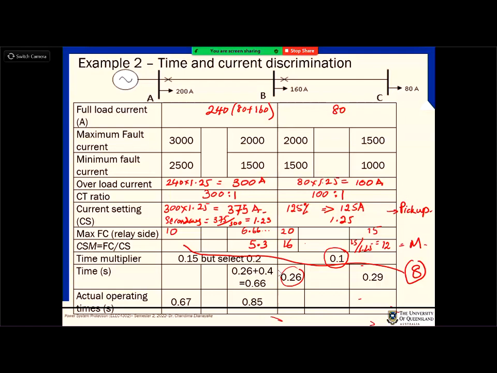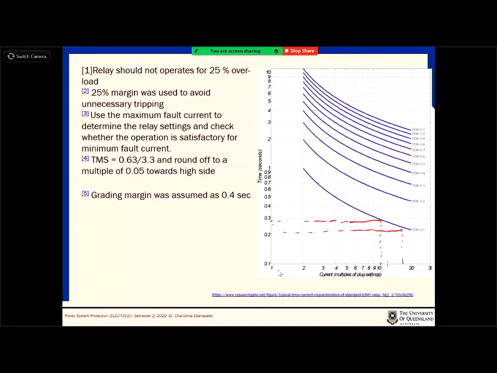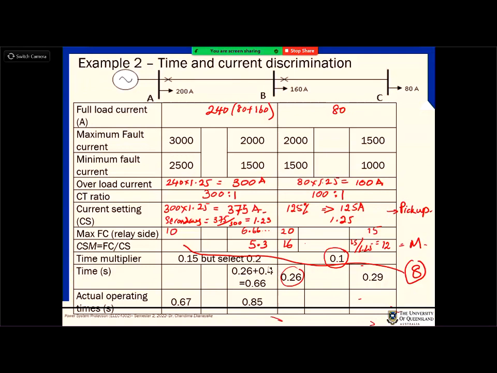Now, if it is 0.66, we need to go back to this graph again, right? What is its corresponding plug setting, the current setting multiplier, which is 5.3? That setting is 5.3. For 5.3, the operating time should be 0.66 seconds.